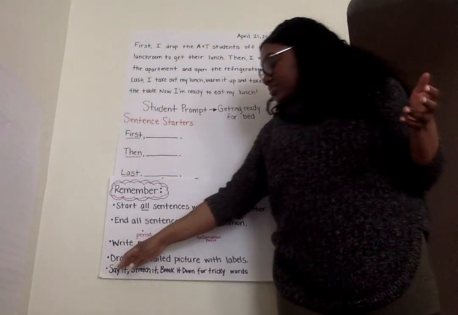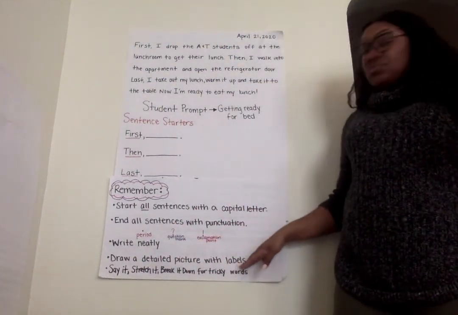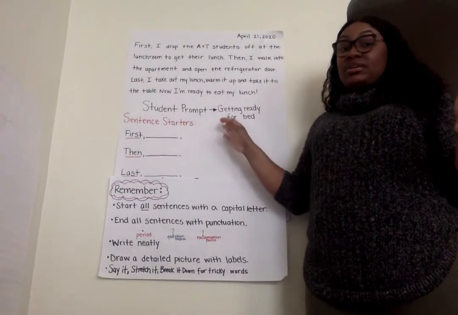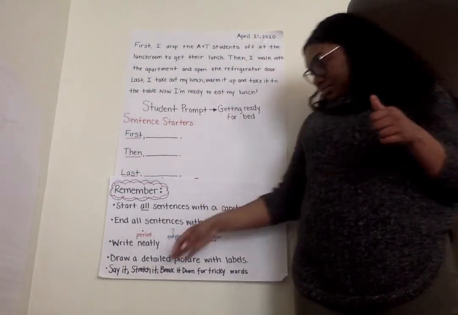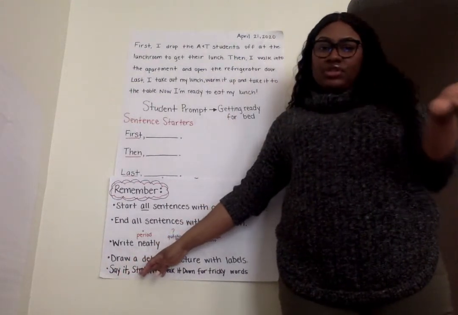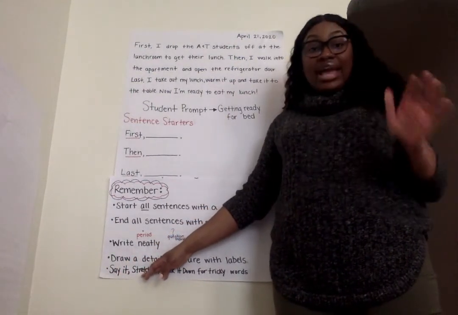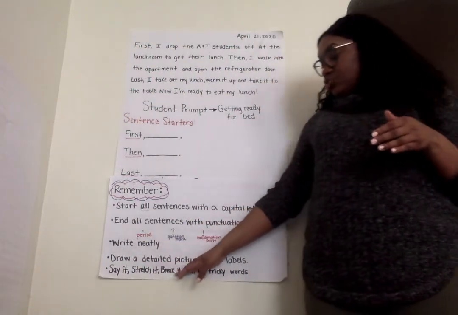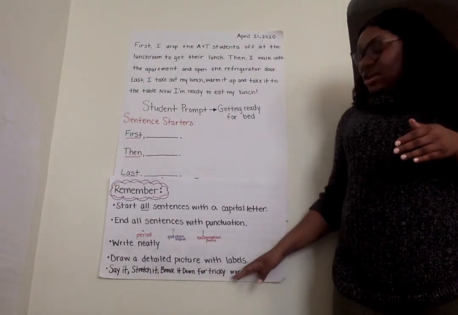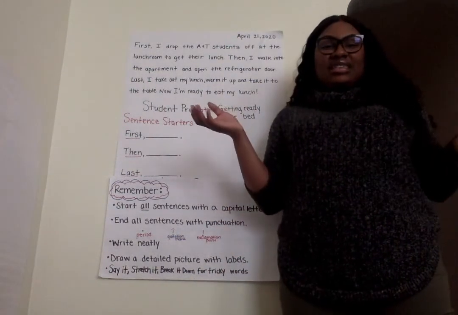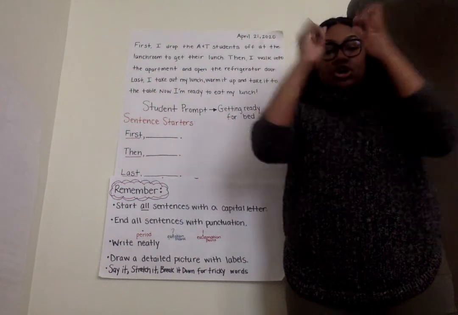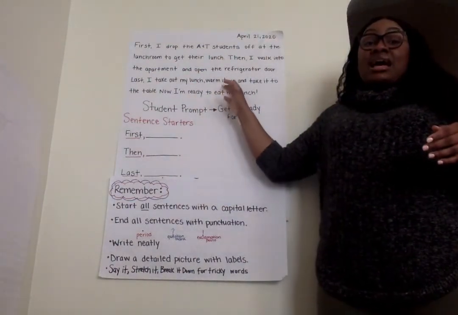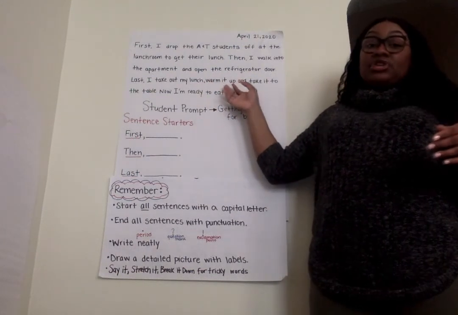You want to draw a detailed picture with labels. We are getting so much better at drawing pictures and labeling them to match our story. Great job. And then let's say you get to a tricky word that you don't know how to spell. That's okay. You know a really good strategy you can use to fix that problem. You can say the word, stretch the word out, and break the word down for tricky words. So don't forget. Let's say you're trying to spell a tricky word. Say the word, stretch the word out, break the word down, and that will probably be a good strategy for you to use when spelling tricky words.